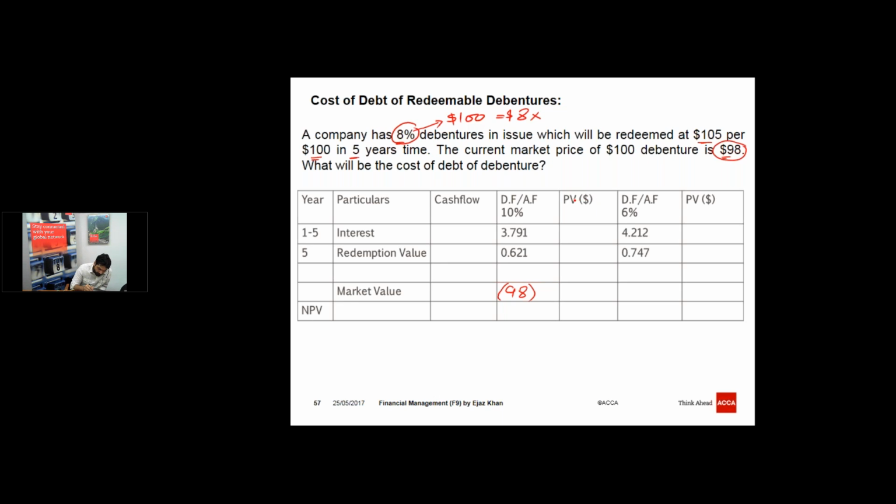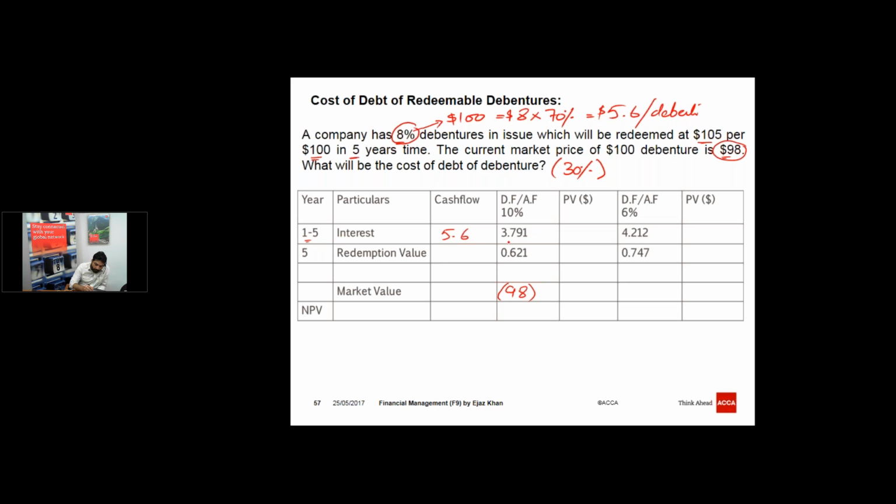The tax rate, are we given with the tax rate? No, there is no tax rate in the question. I am assuming that the tax rate is 30%. It will always be there in the question. So I'm assuming that the tax rate is 30%, so we'll take 70%. So 70% of 8 is $5.6 per debenture. So every year, against one debenture, this investor who has invested $98 will get $5.6 after tax interest. So this will be $5.6 every year. So it's actually an annuity. For 5 years, he's going to get this $5.6 every year.